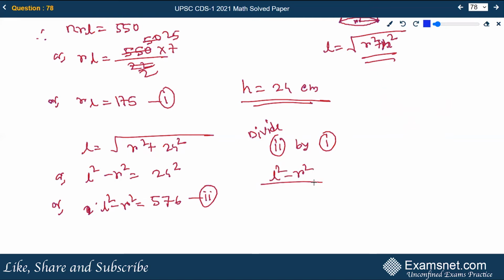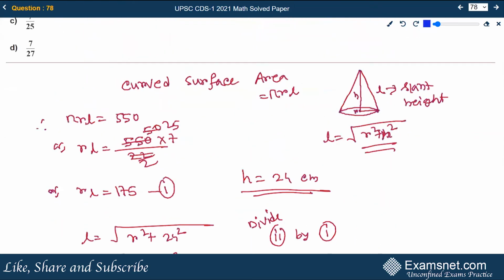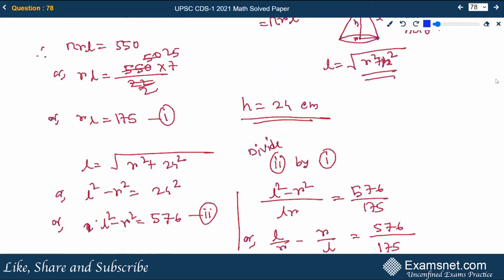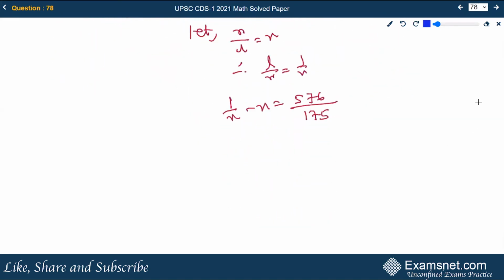So it will be L square minus r square by L r, that is 576 by 175. If I further continue with the calculation, I will get L by r minus r by L, which is 576 by 175. Now we are asked to find the ratio of its radius to slant height, that means r by L. So let r by L be x. Therefore, L by r will be 1 by x. So let's put this value here: 1 by x minus x equals 576 by 175. So I will get 1 minus x square by x equals 576 by 175.